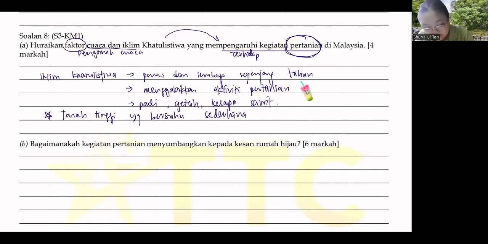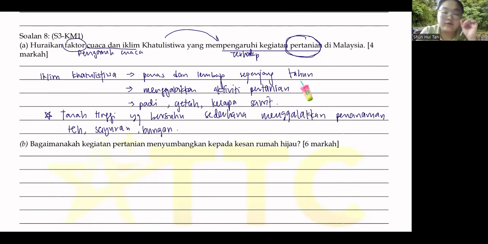Can do what? Menggalakkan penanaman. Tanah tinggi plant what? Teh, right? Sayur-sayuran. Teh, sayur-sayuran, dan bunga-bungaan. Okay, and buah-buahan, yes. But I don't write all, yeah? Because I found a KBAT for you. Not KBAT, a little bit KBAT, not very.